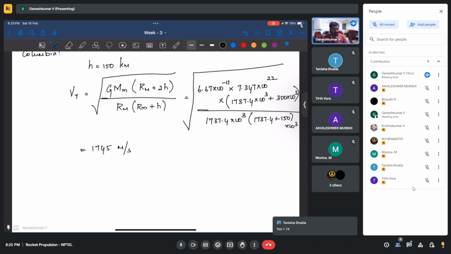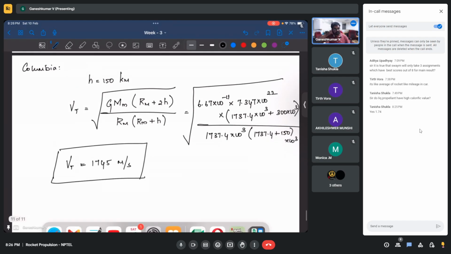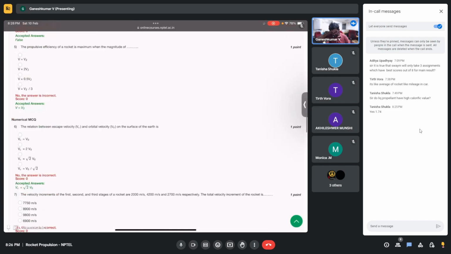Okay, Tanisha also told the same thing. I think that solves the confusion. Maybe they will update the solution key also. At that time they will update the marking also. No need to worry about it.